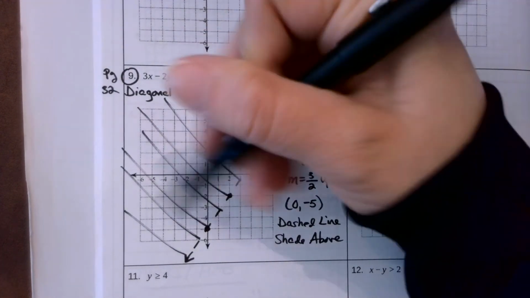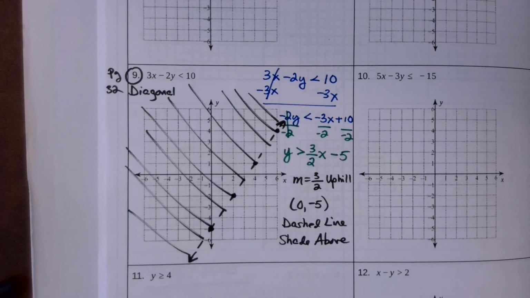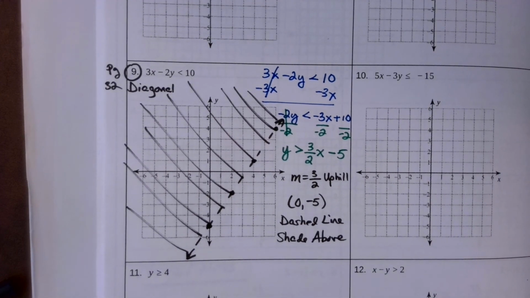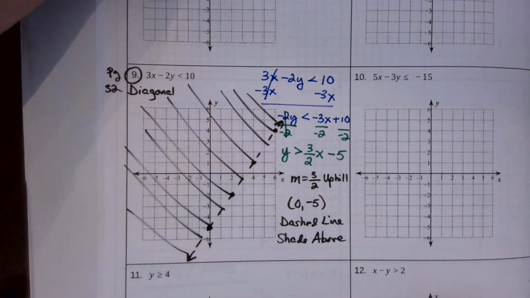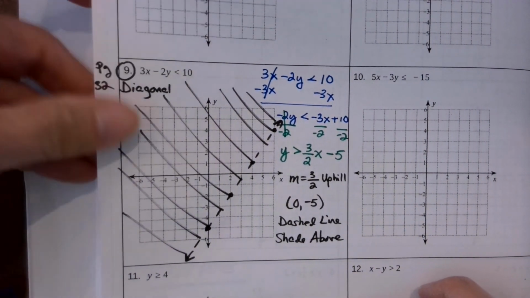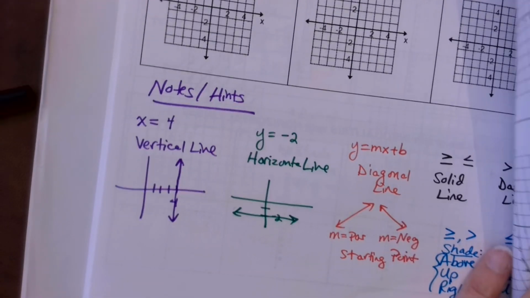Okay, so thank you for watching number 9. Your assignment is going to be to complete page 32. You have to do 7 through 12, everything on this page, and I would like for you to upload a picture of page 32, all your graphs, as well as the notes that we wrote down from page 30.